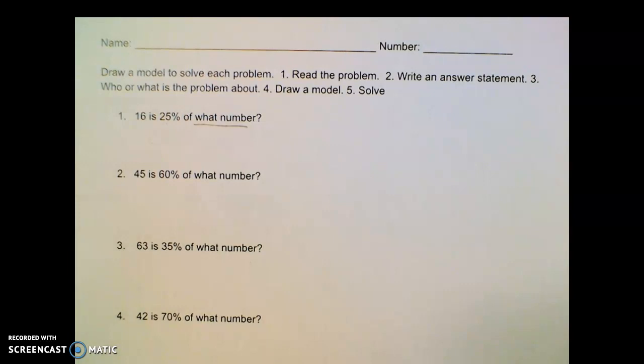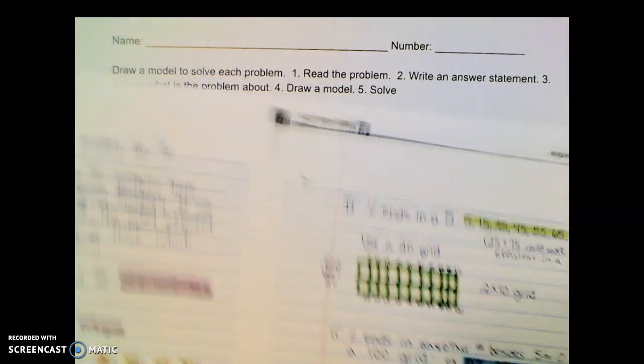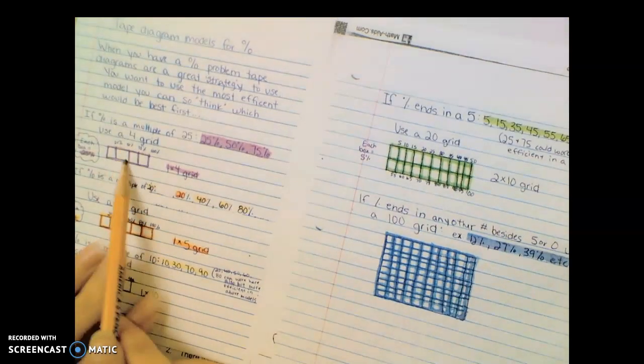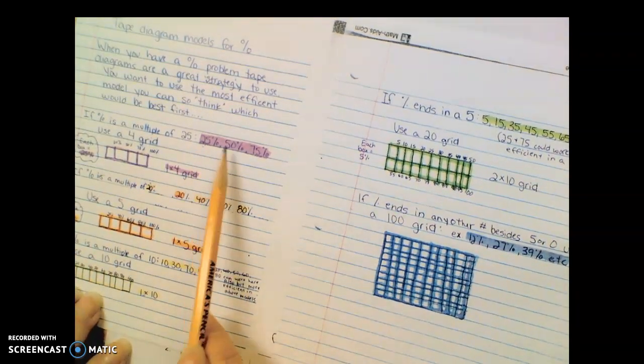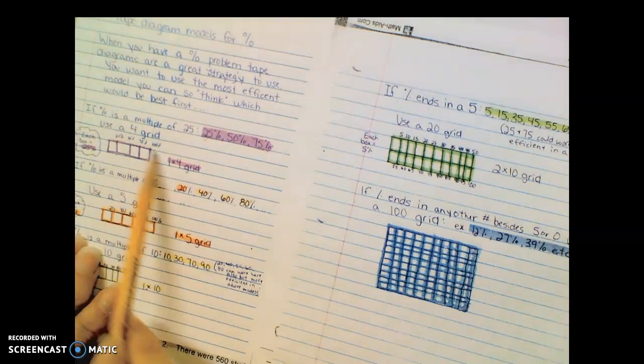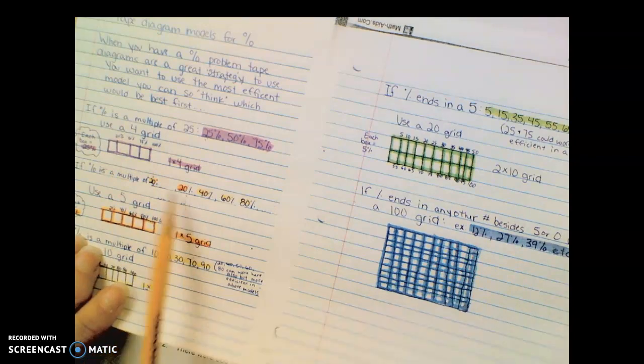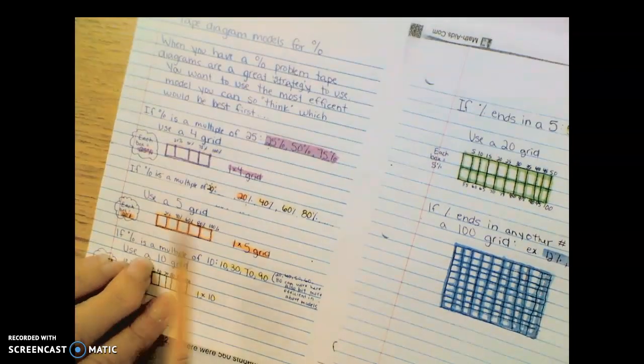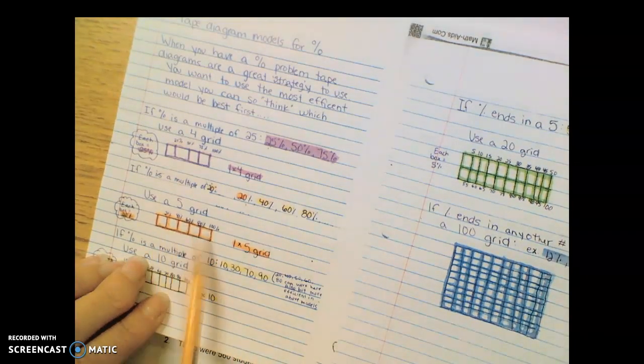And if you're not good at these yet, then you have your math notebook out and you're looking at the notes page that has our models on it. It's this page right here. The goal would be to eventually have these just pop into your head as you see 25, 50%, or 75%. You would immediately see a 4 grid. Anything that's a multiple of 20, 20, 40, 60, 80, 100 would be the 5 grid.